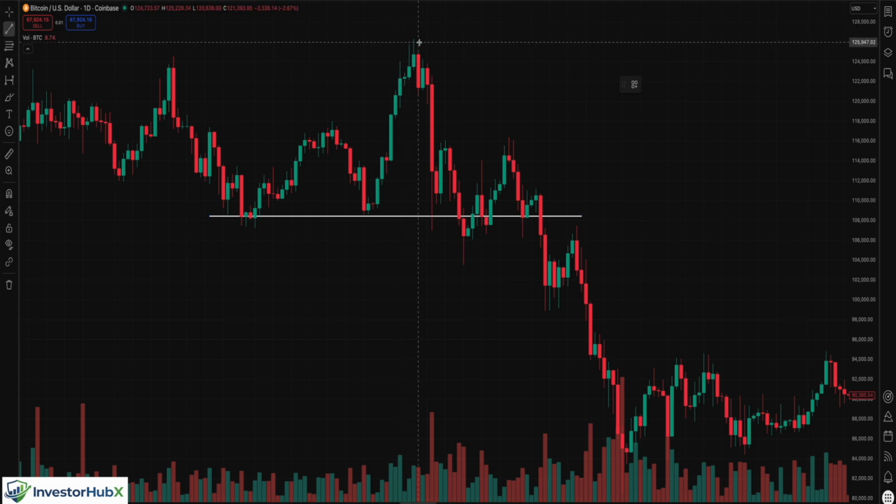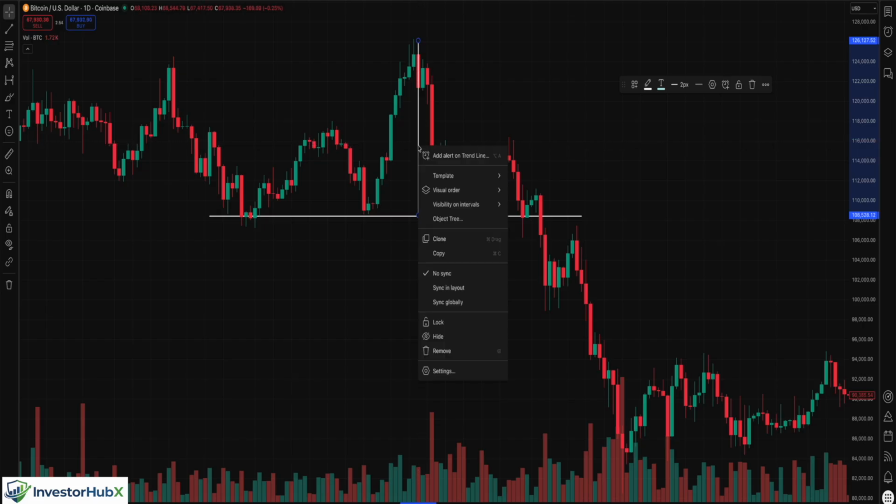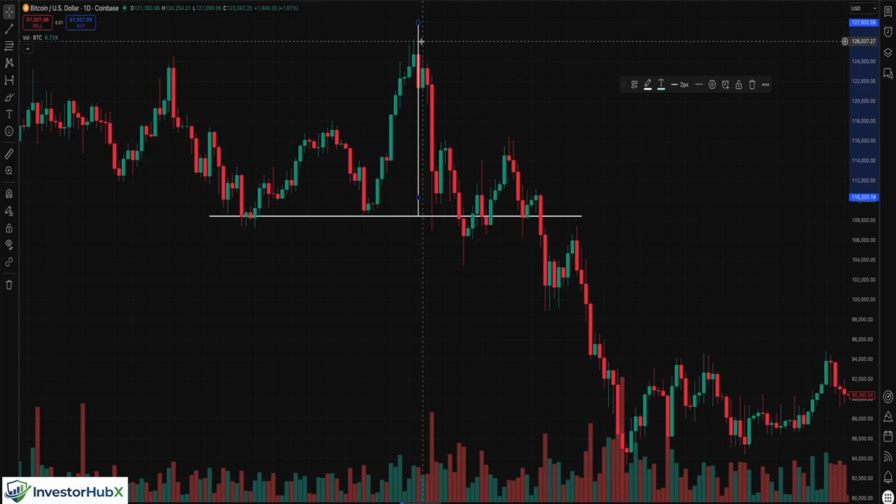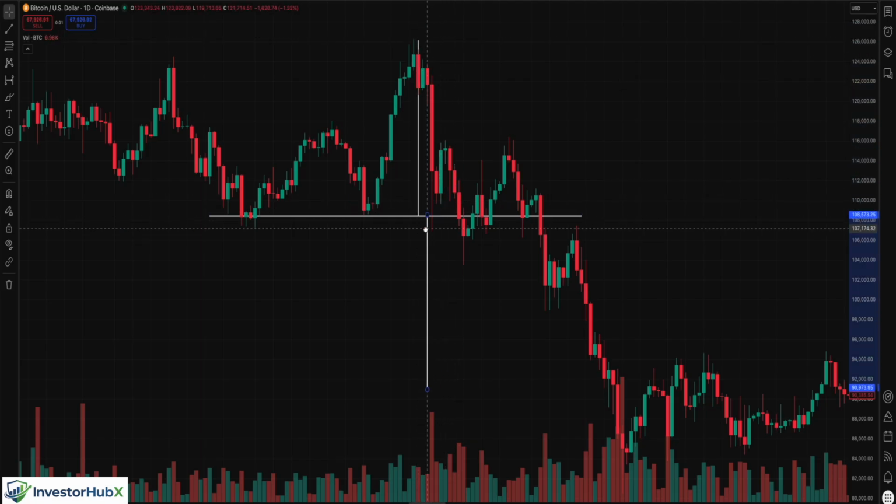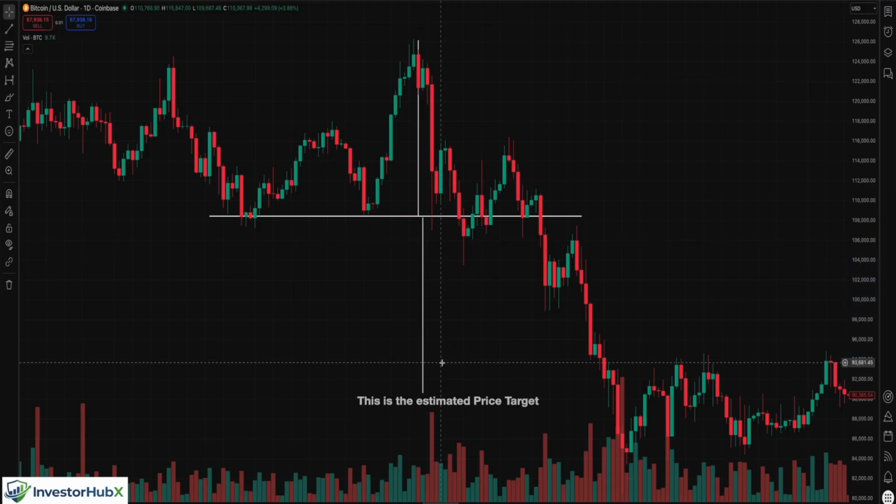Next, click the line tool again and draw a vertical line from the top of the head down to the neckline. This vertical distance represents the height of the pattern. After that, duplicate this line by holding the Command key and dragging, or simply right-click and select Clone. Then move the duplicated line to the neckline breakout point, like this. The bottom of this line gives you the estimated price target of the head and shoulders pattern.